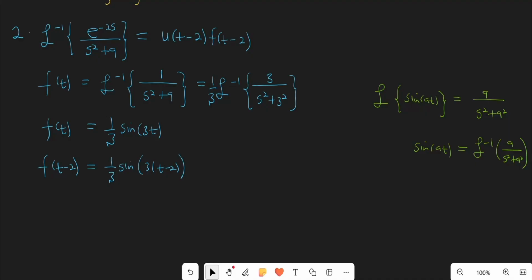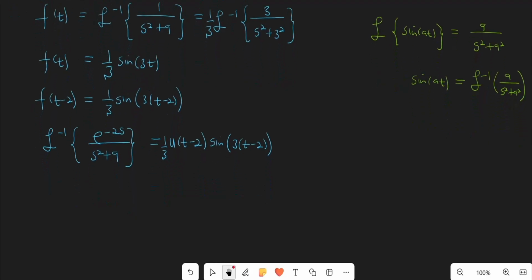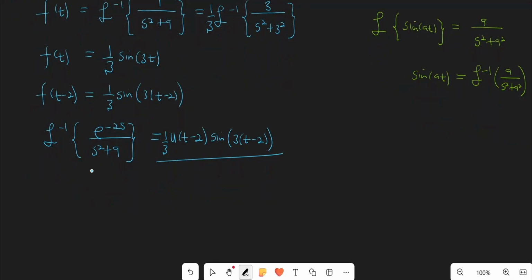So we can now go back here and wrap up our Laplace inverse question. The Laplace inverse of e to the negative 2s divided by s squared plus 9 is equal to u of t minus 2 multiplied by 1/3. So let me bring the 1/3 here, why not? And then sine of 3 times t minus 2 like this. And this one is the Laplace inverse of this function. All right, this is very easy.